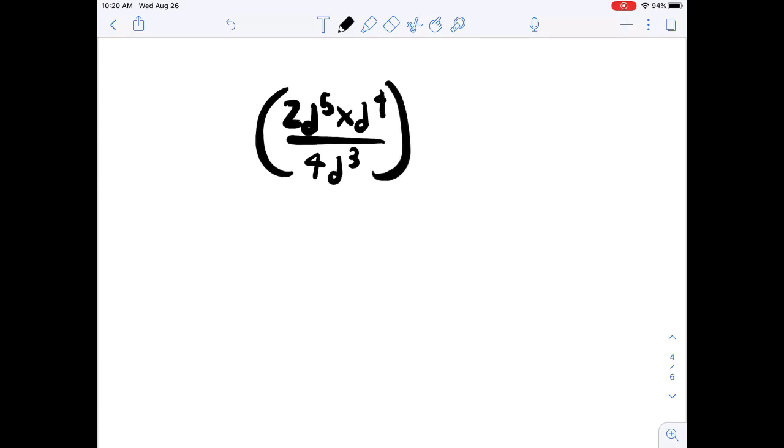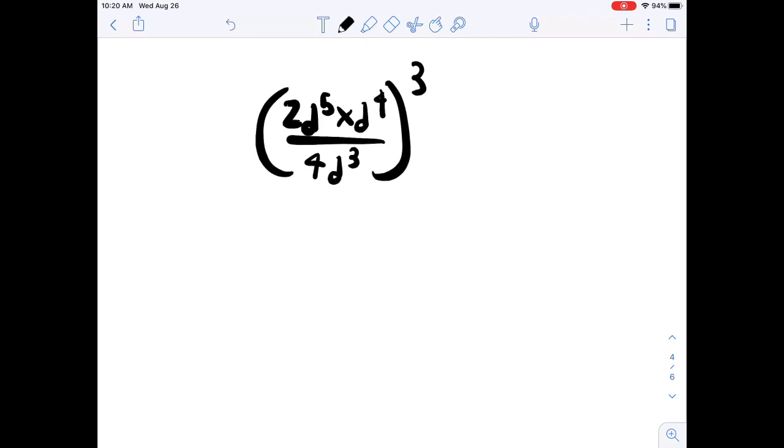Now, I'm going to show you one more example of dividing expressions, but this time there's going to be something else that's different. So 2 times d to the power of 5 times d to the power of 4 divided by 4 times d to the power of 3. And this whole thing is being raised to a power of 3.